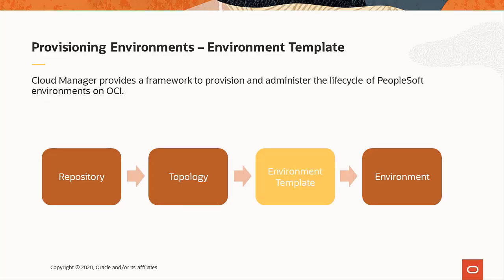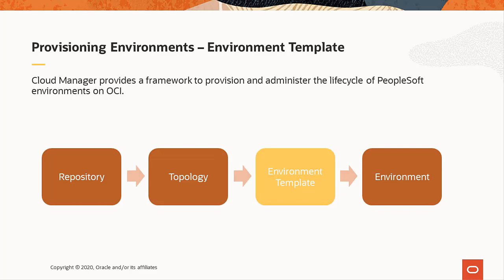Once your topology is defined, you can create templates. An environment template is a repeatable blueprint used to deploy PeopleSoft environments using Cloud Manager. A template defines the topology to be used when deploying PeopleSoft application DPKs, which get downloaded to the repository. A template also defines environment attributes to enable streamlined deployments.